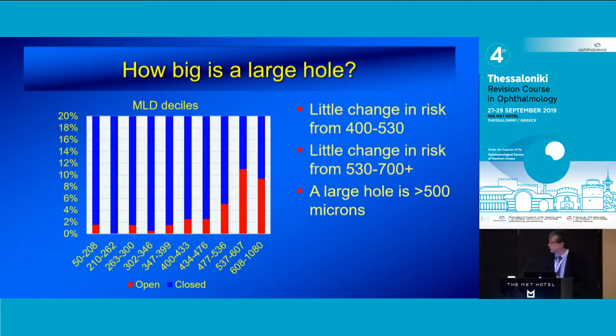If we look at that, we've divided the holes into deciles, so roughly equal numbers represented in each of those bars. And you can see that there's actually very little change between 400 microns and 470 microns. So large holes are not 400 microns. The change comes when you get to over 500 microns, and that is clearly a large hole.